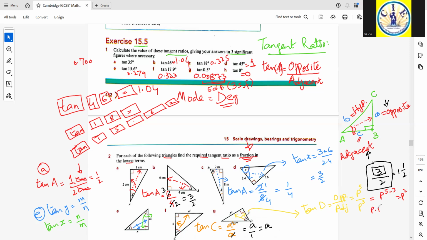P raised to power 5 means that P is to be multiplied with itself 5 times, and in the denominator P raised to power 3 means P is multiplying with itself thrice. So 3 of the P's get cancelled out with 3 of the P's in the numerator. We are left with P times P, that is P square once again. So you can consider it or understand it in this way as well. So these were the first two questions of the exercise 15.5.